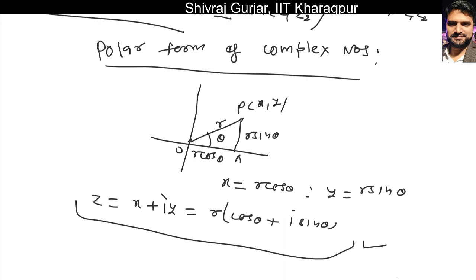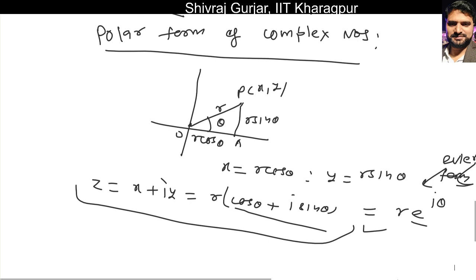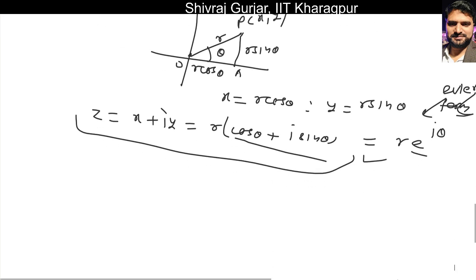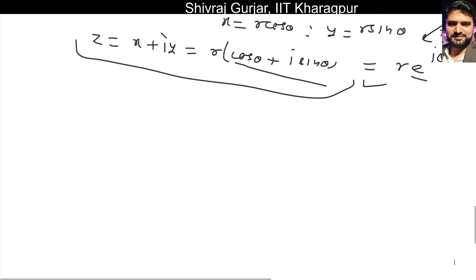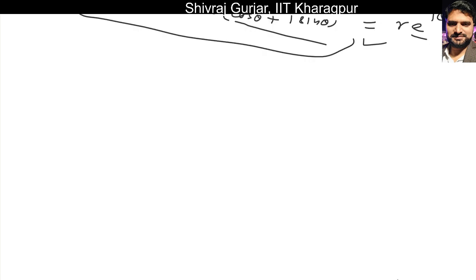So this is the polar form of a complex number. This can also be written as r raised to iota theta. cos theta plus iota sin theta can be written as e raised to iota theta. This is the Euler form of a complex number. Okay, so this is just a representation. This polar form will be useful in many questions. Okay, now let us take one example. One question.